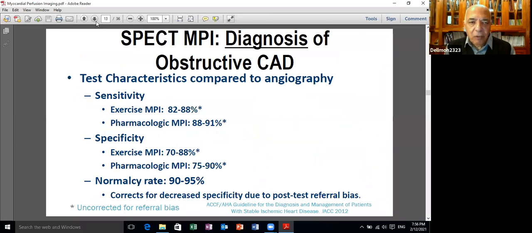Now, if you look at the sensitivity and the specificity of the myocardial perfusion scan, you will find all of them are in the mid-80s. Is that acceptable? No, it's not acceptable. It's far below what we expect under these circumstances. And there are two problems here in the sensitivity and the specificity. One of them was the verification bias, which we explained last time.